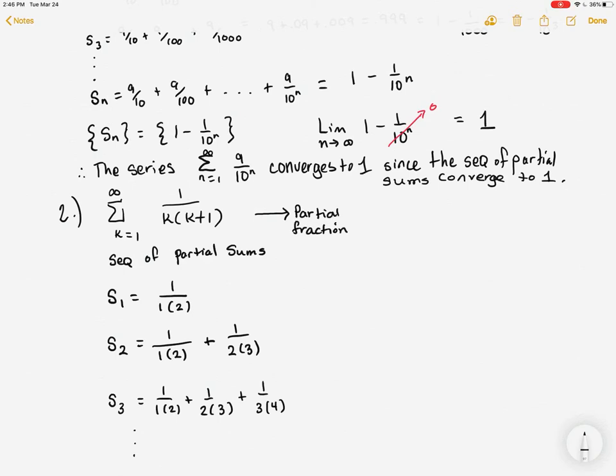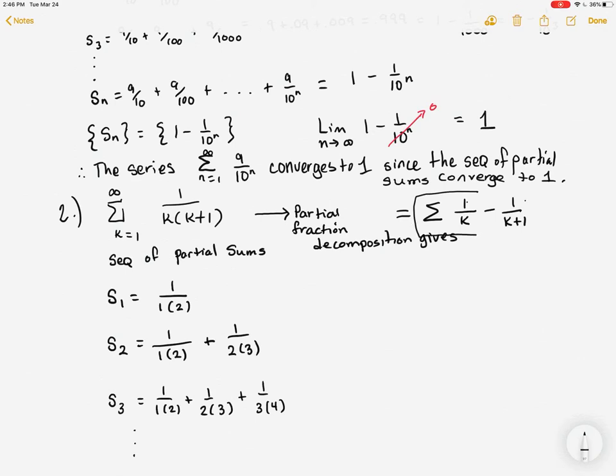And the trick here is to do the partial fraction decomposition of this fraction. Convince yourself that this partial fraction decomposition gives that this series is equal to the sum of 1 over k minus 1 over k plus 1. If you get a common denominator, multiply this by k plus 1 over k plus 1, this by k over k, the k's would subtract out, and I would just have a 1 over that common denominator.